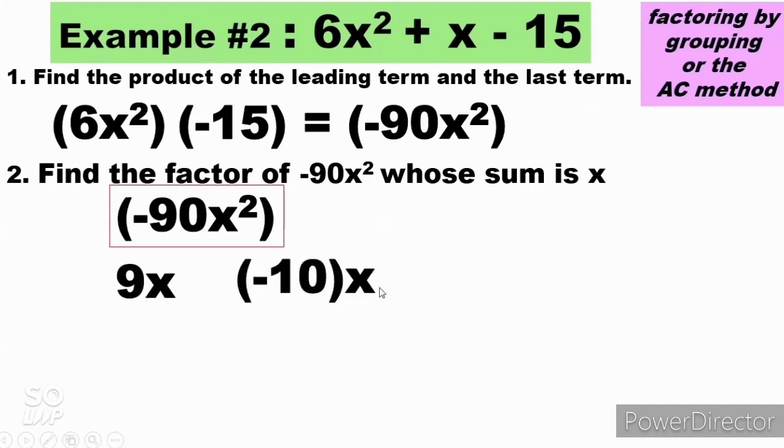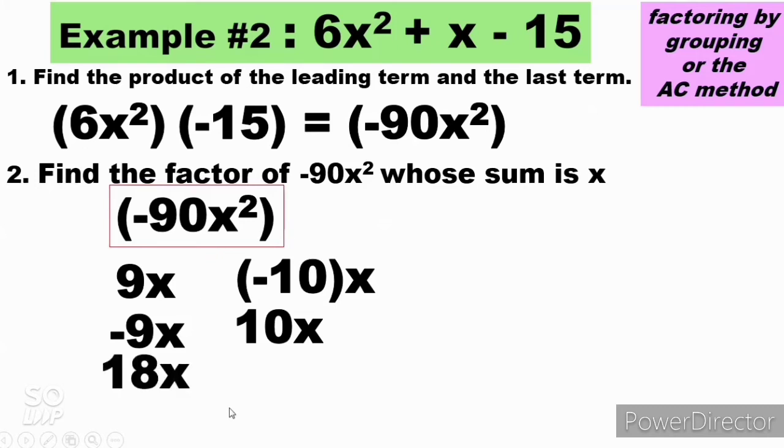Okay, so let's try 9x times negative 10x. Okay, the answer is negative 90x squared. Next, how about negative 9x times 10x? The answer is negative 90x squared. And we also have 18x times negative 5x. The answer is negative 90x squared. Okay, napakaraming factors ng negative 90x squared.